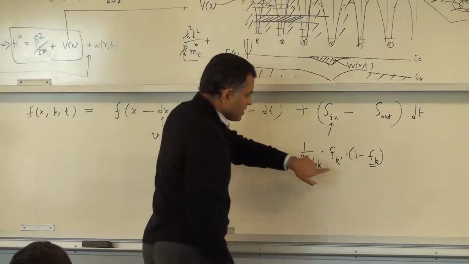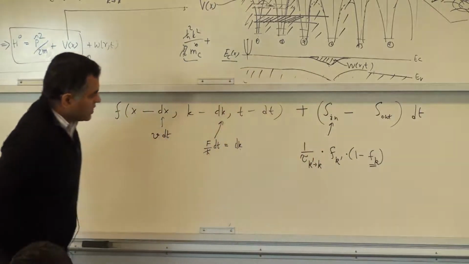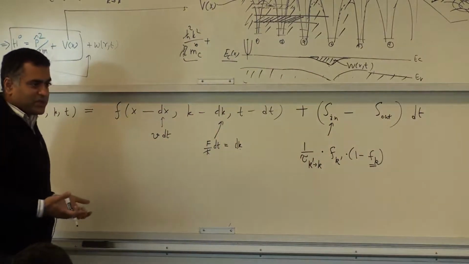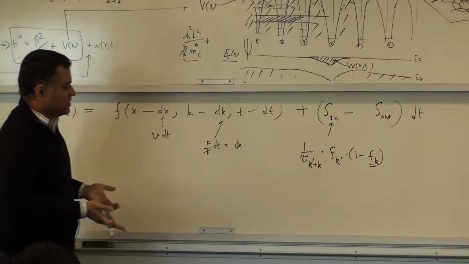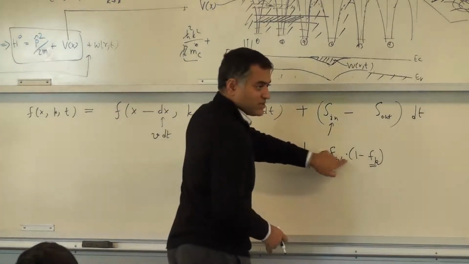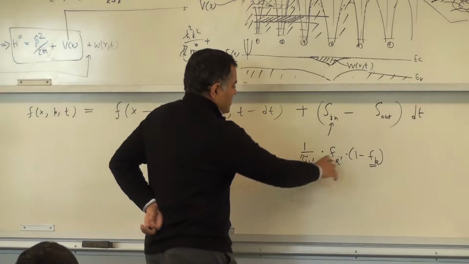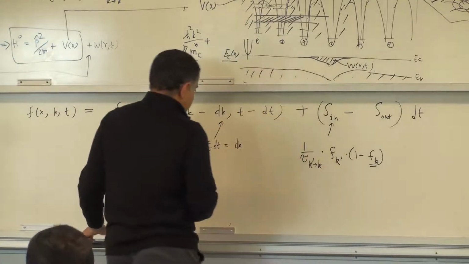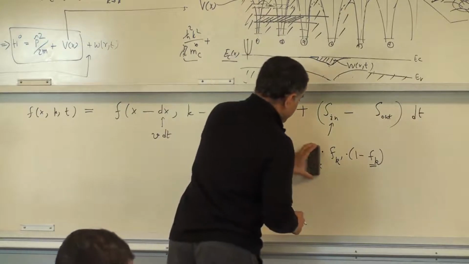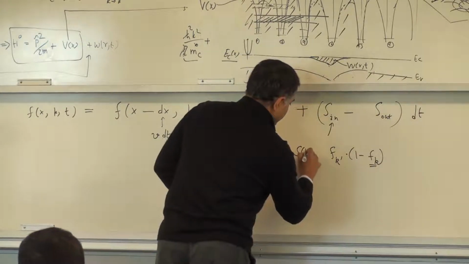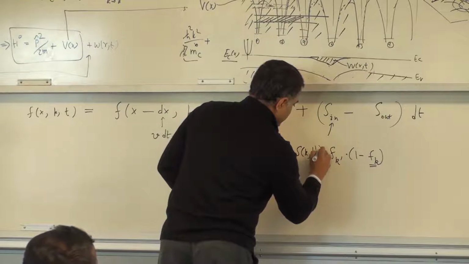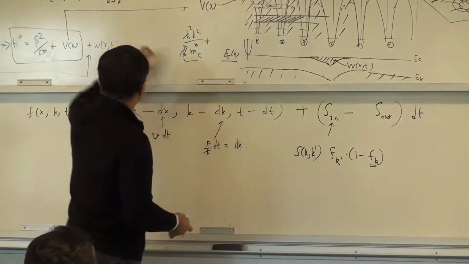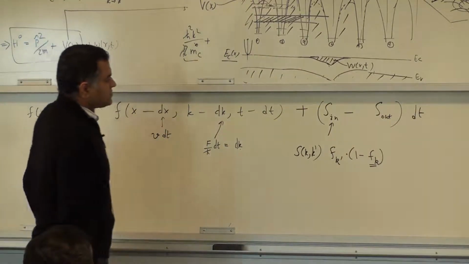You can derive it rigorously from the occupation number and all that, but this is what you will get intuitively, and this is what you get from a rigorous derivation as well. So that would be, in fact, instead of writing 1 over tau, I'm going to still write it as S of k to k prime. I hope that's clear. That's a proxy for this whole thing.